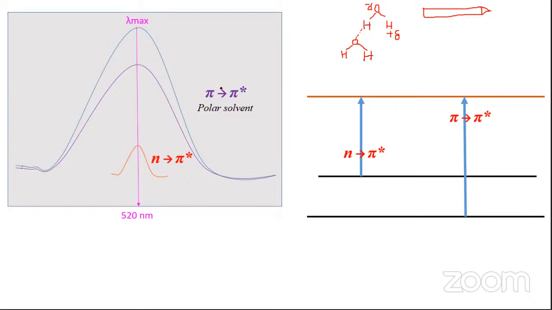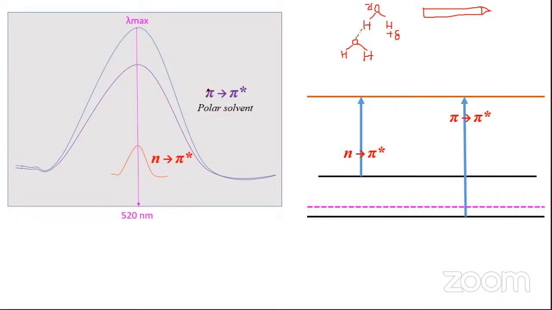Now, in such a situation, when you allow a molecule which is preferentially undergoing pi to pi star transition, its pi electrons, when they are getting a polar environment, how they are going to behave according to you? Are they going to interact with the solvent or are they not going to interact with the solvent? Yes, they will interact with the solvent.